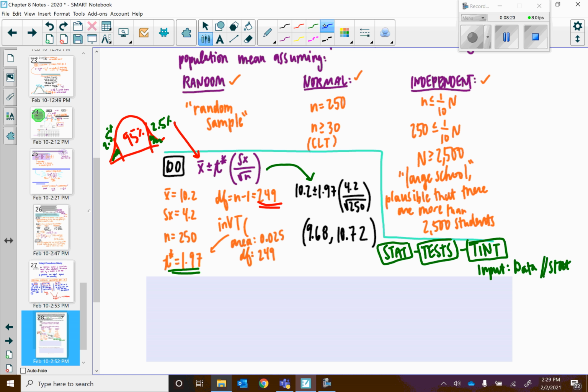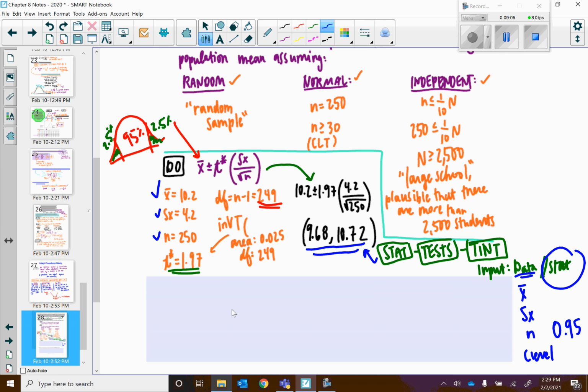Now, if we were doing the last problem, the one on toilet paper, where they gave you just a list of the data, that would be what you want. In this case, we don't have a list of the data, we have the statistics. So we want to highlight statistics. Then it asks you for your x bar, which we know is 10.2. It asks you for your standard deviation, your Sx, 4.2. It asks you for your sample size, 250. And it asks you for a C level, which we put as a decimal, so 0.95. Add that all in, let your calculator do all the heavy lifting, and hopefully you get the interval of 9.68 to 10.72.